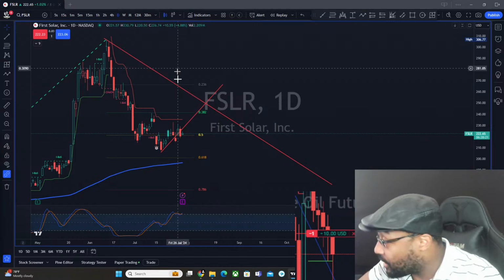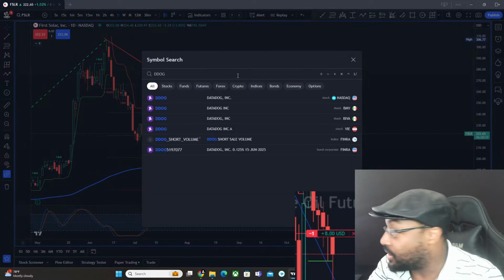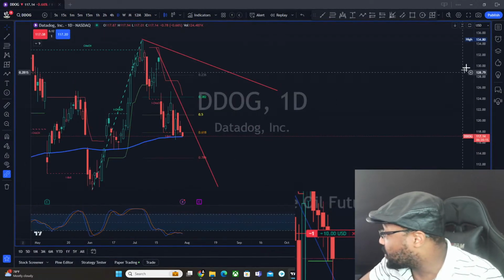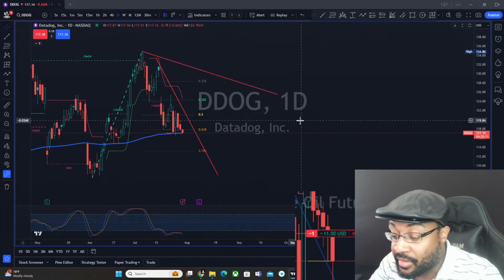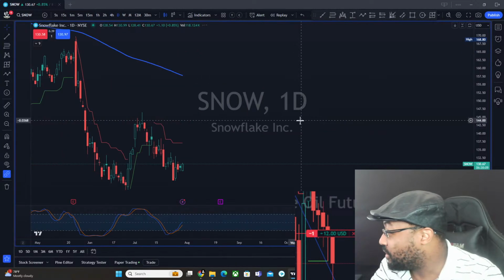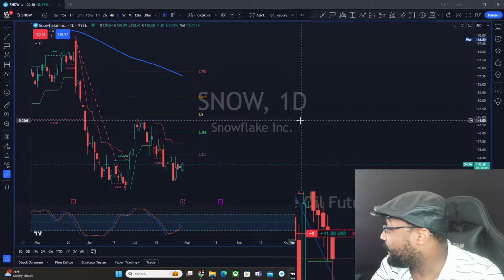Datadog is breaking one of my uptrend lines. And now Datadog is a victim of circumstances because of what happened with CrowdStrike, and I think all cybersecurity is going to feel it. So you got that, you got Snow. I think that's another one. What's another one I can think of?